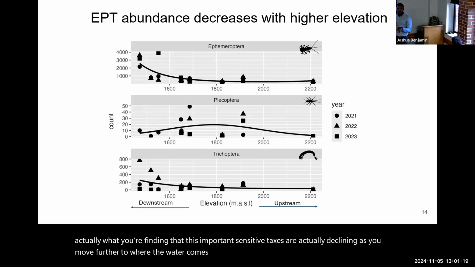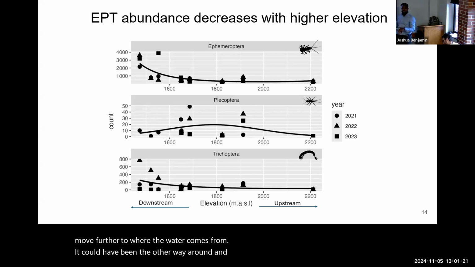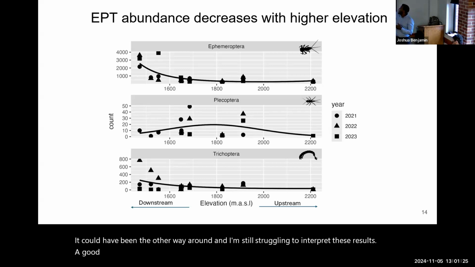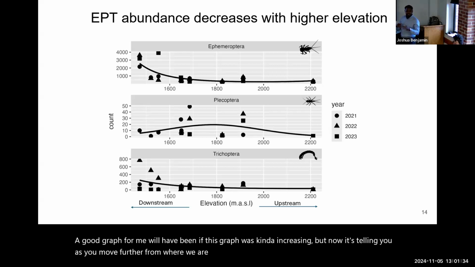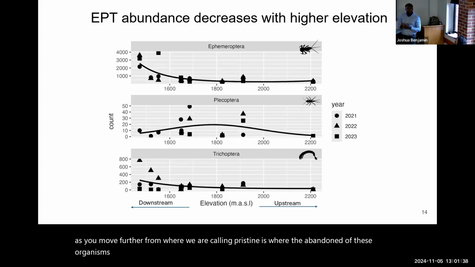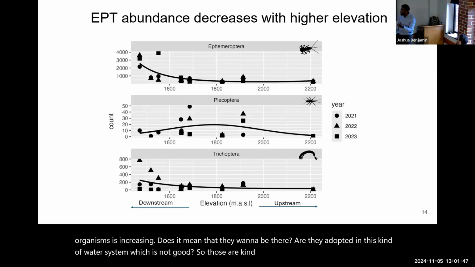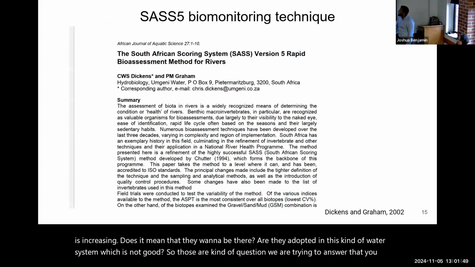It could have been the other way around, and I'm still struggling to interpret these results. A good graph for me would have been if this graph was kind of increasing, but now it's telling you as you move further from where we are calling pristine, is where the abundance of these organisms is increasing. Does it mean that they want to be there? Have they adapted in this kind of water system which is not good? Those are questions we are trying to answer, but you could ask me a follow-up question on that.